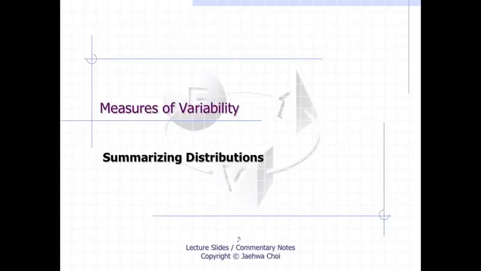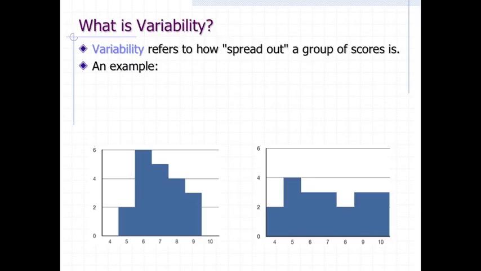Measures of variability. What is variability? In general terms, it refers to how spread out a group of scores is. You will often hear the terms variability, spread, and dispersion used interchangeably. They all refer to how spread out a distribution is.